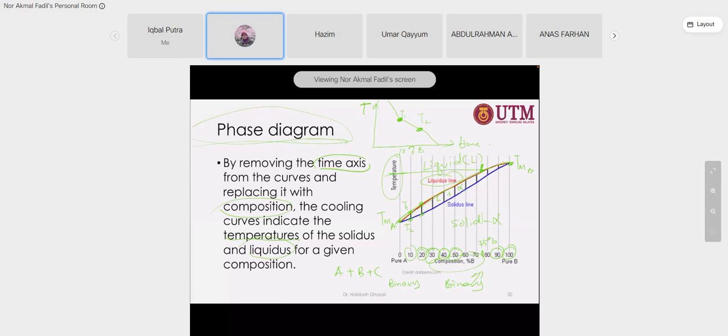So now you can find any point. For example, you want to search for 92% of element B. So you can find it here. You can use it for any alloy composition. Okay, this is how they construct the phase diagram.